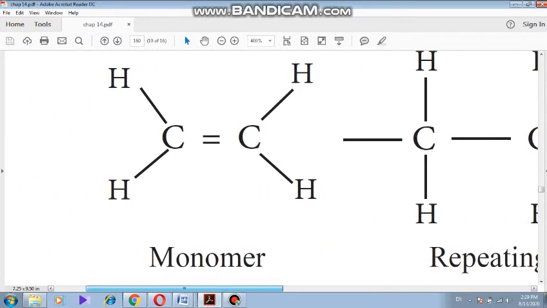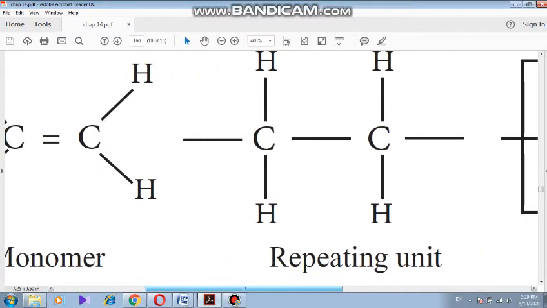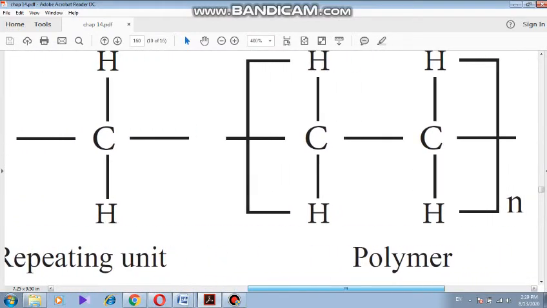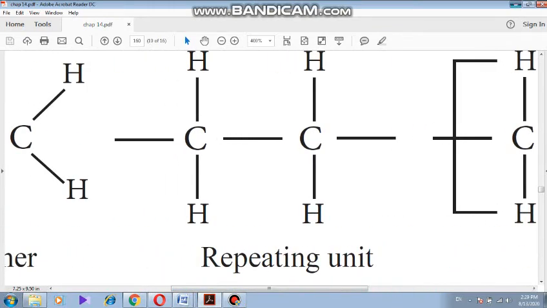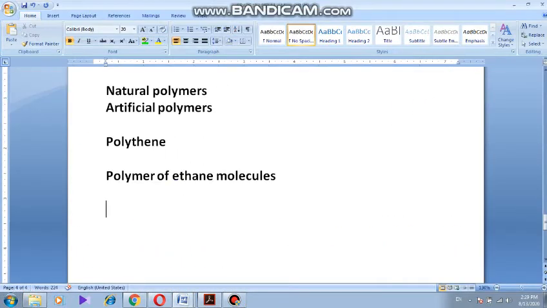So for every polymer, there will be three things. There will be a monomer, there will be a repeating unit, there will be a polymer. And those are the things you are going to identify. So for polythene, you have to draw which is the monomer, which is the repeating unit, and which is the polymer.